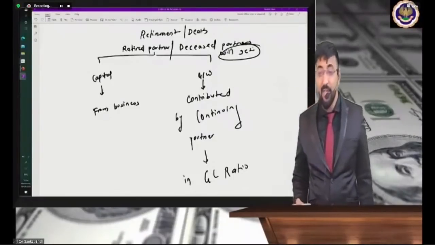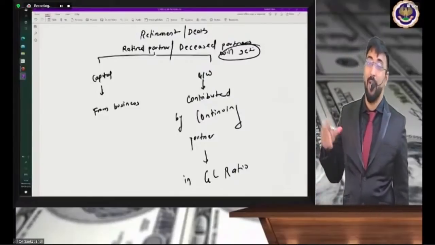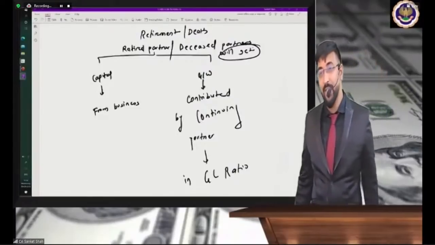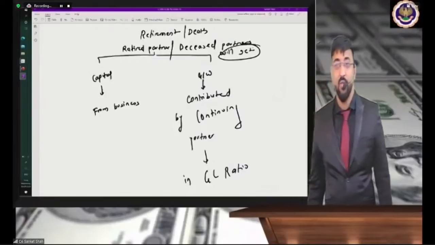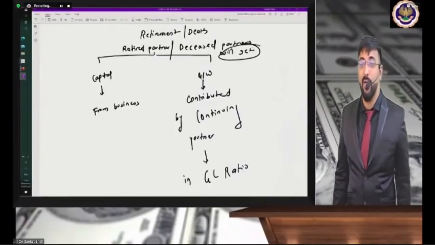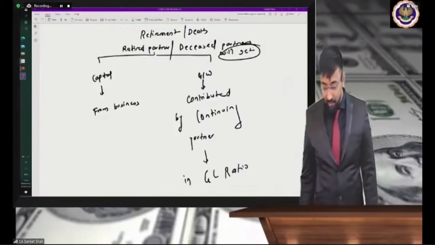Beta, capital includes profit also. Capital means after profit calculation. That I am going to explain. Don't worry. So first, now the question is how to calculate that goodwill. How to calculate that goodwill?